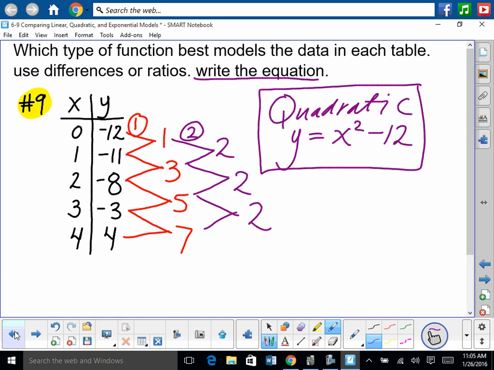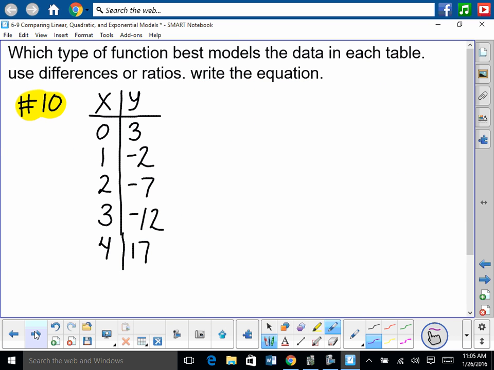3, -2, -7, -12, 17. Yeah, I got the second. You typed in number 10. This is number 9. Oh, we're in number 9? What did I do wrong? Okay, let's do number 10 now.